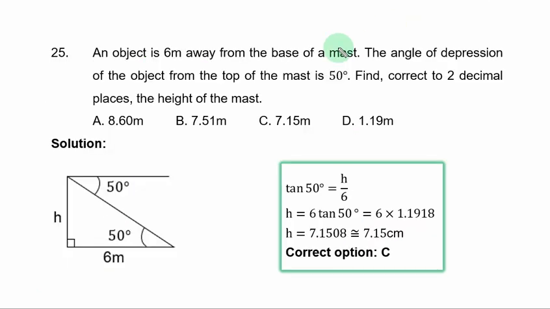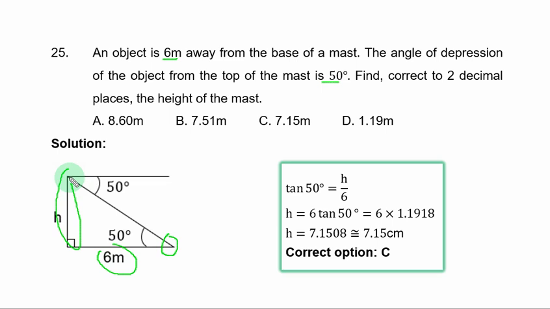Question 25. An object is 6 meters away from the base of a mast. The angle of depression of the object from the top of the mast is 50 degrees. Find, correct to 2 decimal places, the height of the mast. So this is the mast. The object is somewhere here. Its distance from the base is 6 meters.